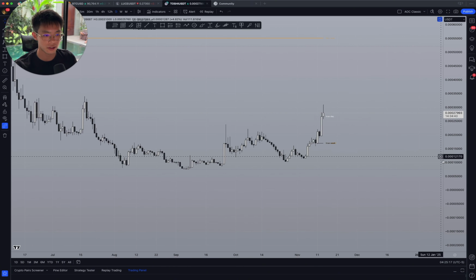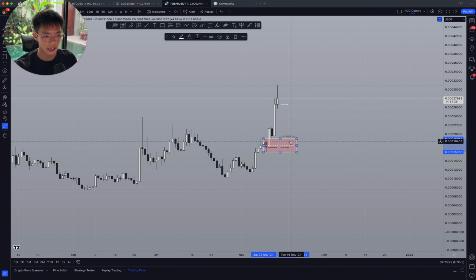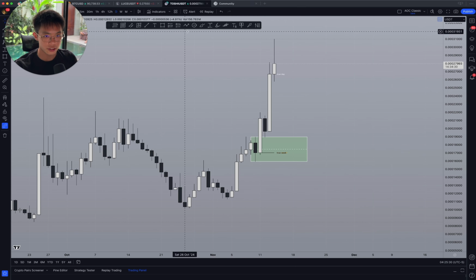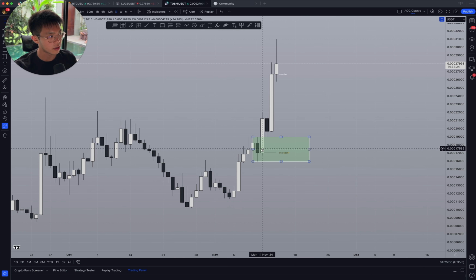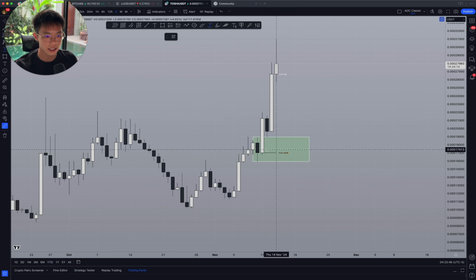Now, coming back to Toshi, I was actually inspired by this because this was an entry that was absolutely perfect. And the majority of traders would not have been able to see this. Just on the daily chart here, Toshi initially, on this day right here, on Monday, or I believe it was Tuesday, there was an announcement by the team at Toshi that Toshi Tools was finally live, and that became a catalyst that led to Toshi pumping by 30% within the same day.